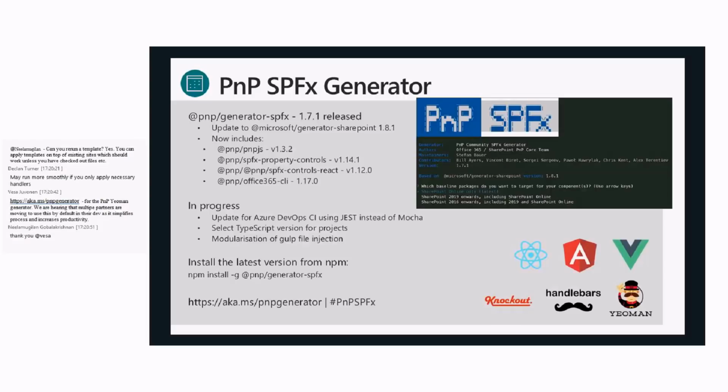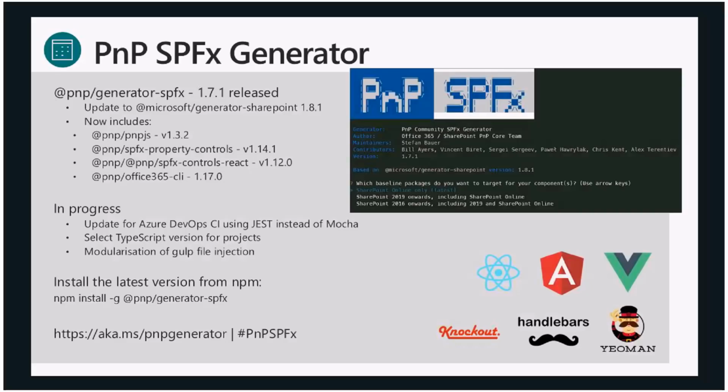So as always, you can install the latest version with npm install -g @pnp/generator-spfx, and that will give you a really great tool to help jumpstart your SharePoint framework development experience. It works great with PnP JS and the controls as a way to start your project, pick different frameworks such as Angular or Vue, and really get your project off to a great start with minimal work right at the beginning. So fantastic work there from Stefan and everybody else who's contributed.